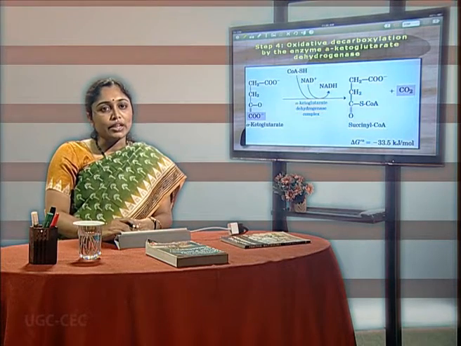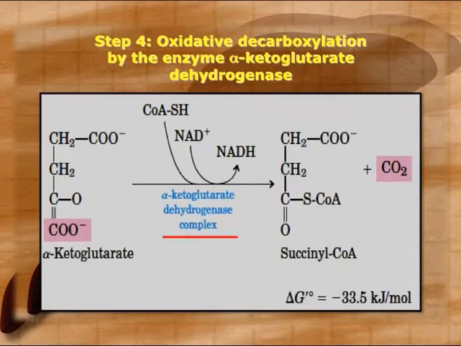The fourth reaction is catalyzed by the alpha-ketoglutarate dehydrogenase complex, and the reaction mechanism is oxidative decarboxylation. That means the reaction releases one carbon as CO2 and the electrons released are trapped by NAD+, finally producing NADH. The coenzyme acts as a substrate of the enzyme complex alpha-ketoglutarate dehydrogenase.